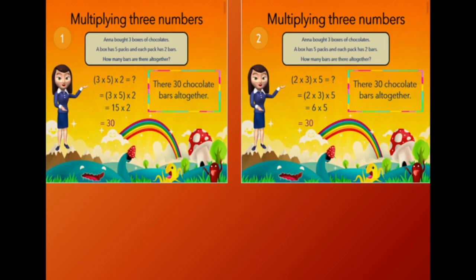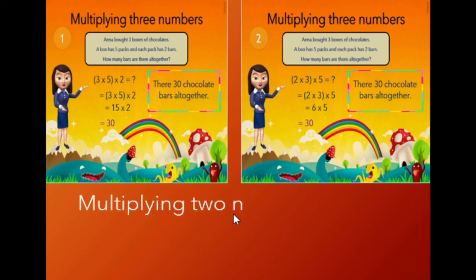Now let's look. In solution number 1, it's 3 times 5 times 2. Inside the brackets are numbers 3 and 5, while in solution number 2, the numbers inside the brackets are numbers 2 and 3. But at the end, we still get the same answer, and that is 30. 30 equals 30.